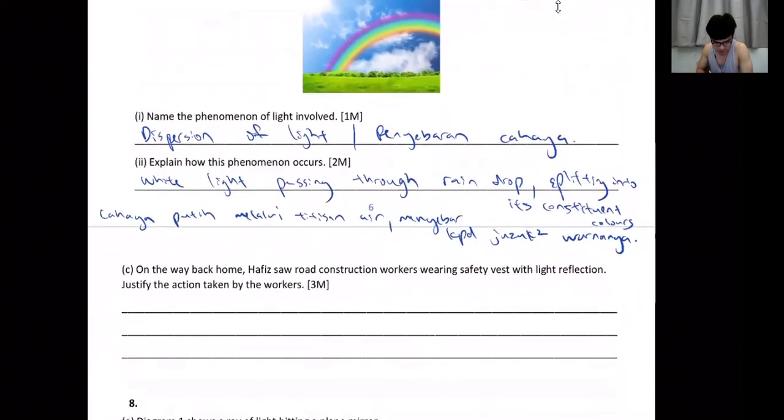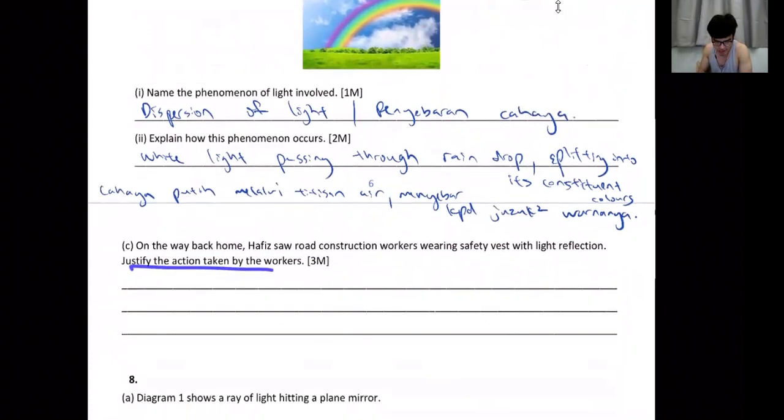So who cares? So C, on the way back home, Hafiz saw road construction workers wearing safety vests. It's called safety vest, it's not safety jacket. So with light reflection. So justify the action taken by the worker. Justify means explain. Why are they wearing this? Okay, so this is at night, usually it's at night. Okay, so what happens? Light from, you can say, this is going back home, right? Most likely it's in a car.